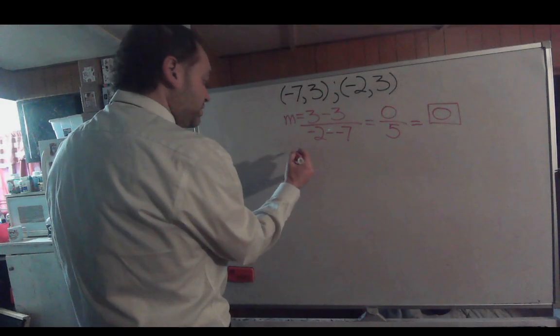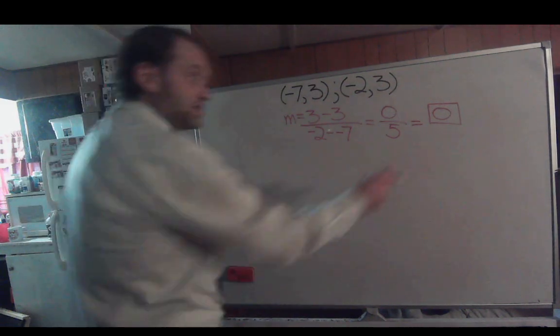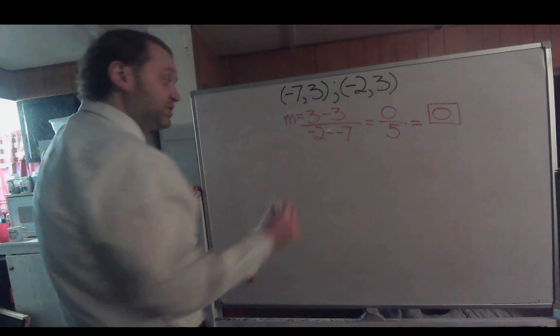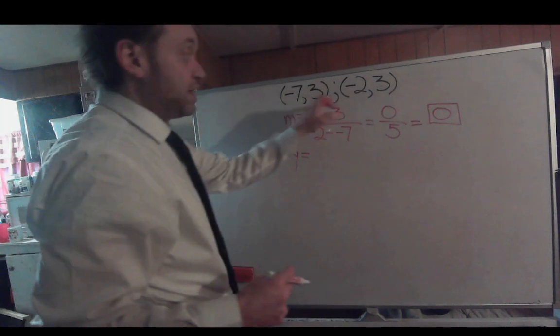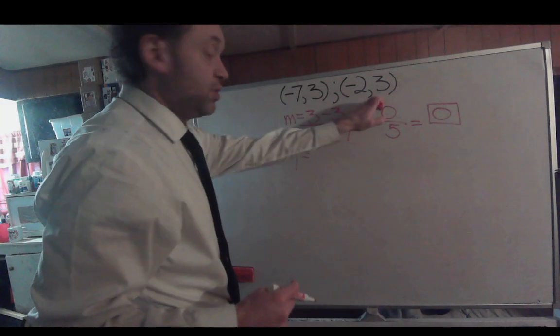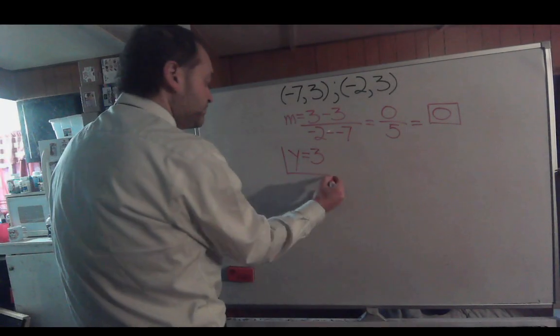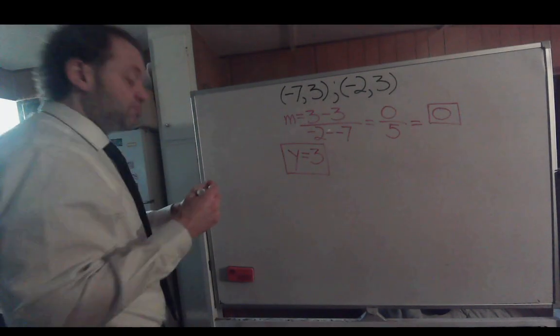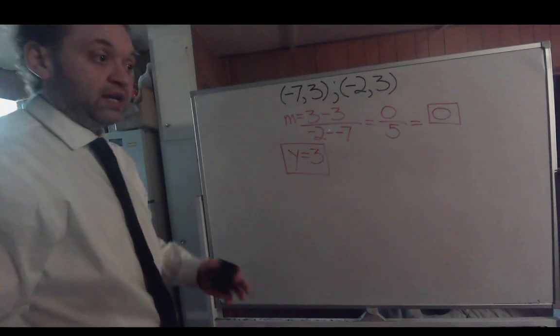Now, you're probably wondering, how would you find the equation of this line? Since it's a 0 slope, you're going to get the equation y equals. You just take the y coordinate, since the y coordinate's the same for both of these points, and set y equal to it. So the equation of the line would be y equals 3. That's exactly what you would get, y equals 3.